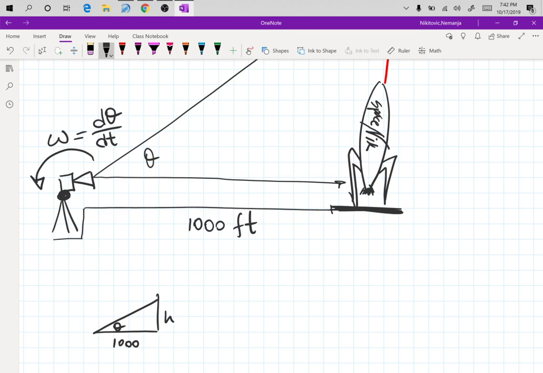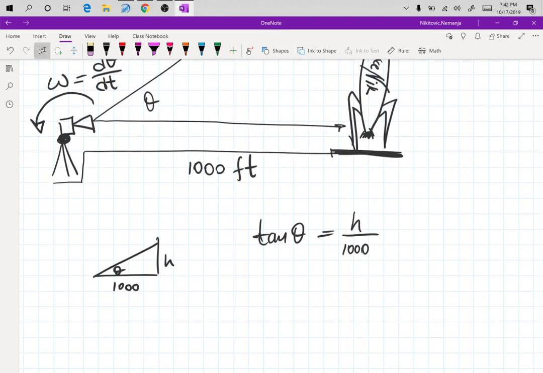So write that: tangent theta is equal to h divided by 1,000. Opposite over adjacent. This is a basic trig formula. Now, what do I have to do here? Well, I can multiply by 1,000 here to get 1,000 tangent theta equals h.